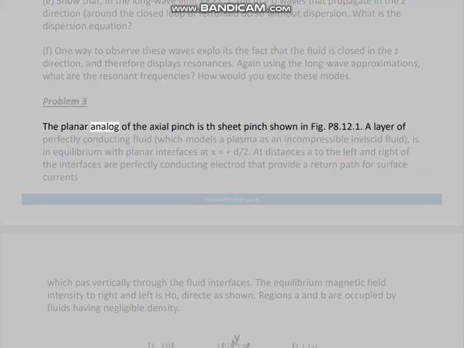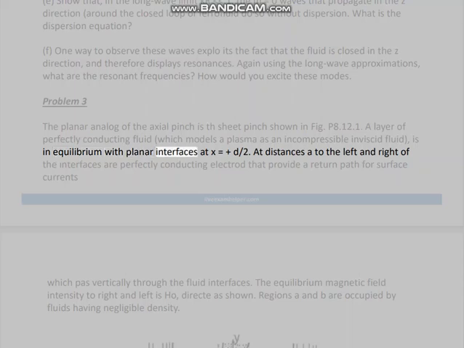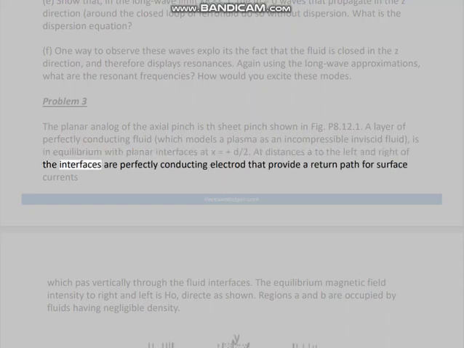The planar analog of the axial pinch is the sheet pinch shown in Fig. P8.12.1. A layer of perfectly conducting fluid, which models a plasma as an incompressible inviscid fluid, is in equilibrium with planar interfaces at x equals ±d/2. At distances a to the left and right of the interfaces are perfectly conducting electrodes that provide a return path for surface currents.